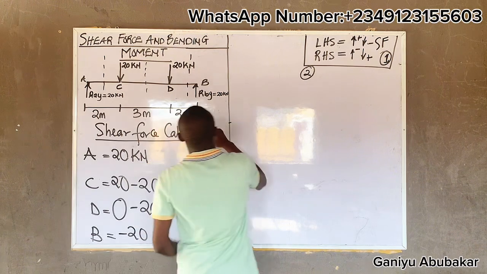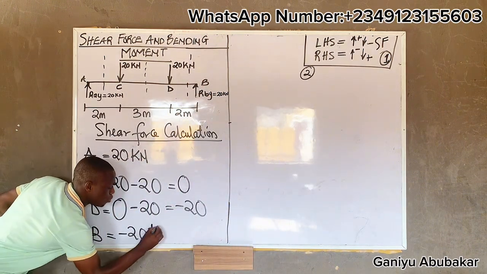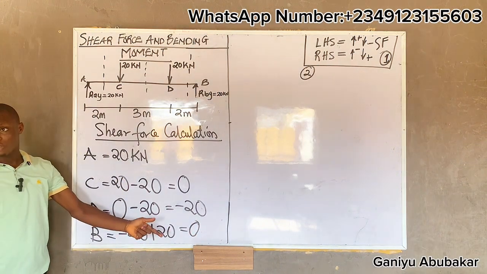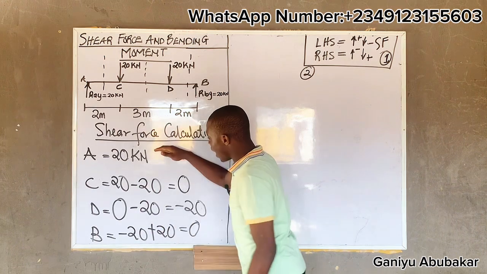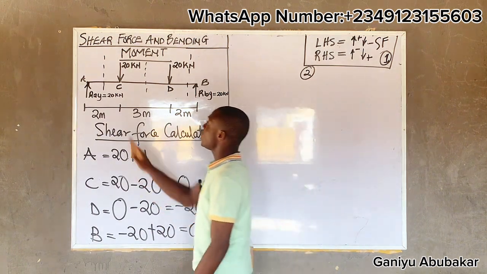Consider your B. This one is up or down? Up. A plus 20. What's the answer there? 0. That's it here. That's all. So shear force starts with a number and always ends with 0.